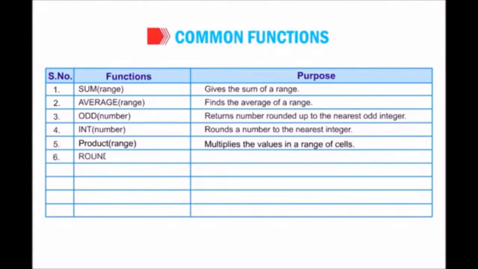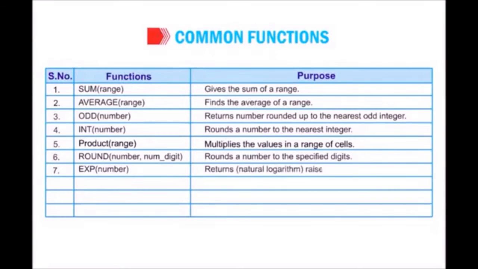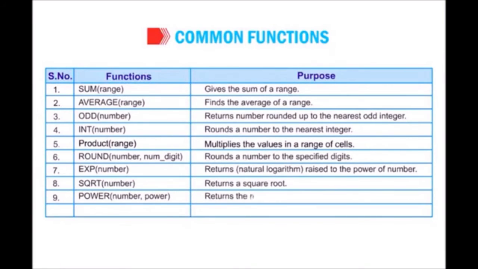Number 6, round, number, num digits. Purpose: rounds a number to the specified digits. Number 7, exponential number. Purpose: returns e, the base of the natural logarithm, raised to the power of a number. Number 8, SQRT number. Purpose: returns a square root. Number 9, power, number, power. Purpose: returns the result of a number raised to some power.